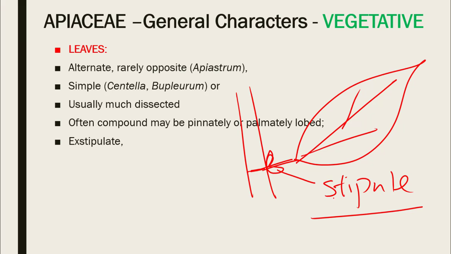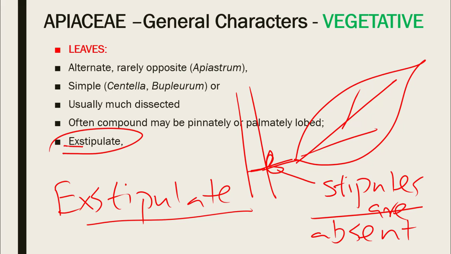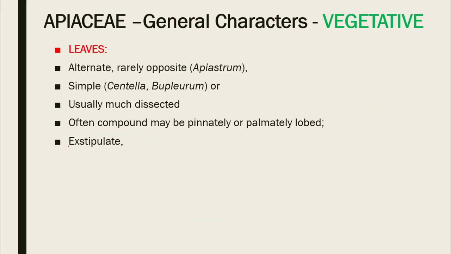and there are many different kinds of stipules. So when the stipule is present, the leaf is known as stipulate. So you can guess what the term exstipulate would mean. Stipulate when stipules are present, and exstipulate when the stipules are absent. So the leaves of the Apiaceae are without stipule. The stipules are not present in family Apiaceae. So simple term. And next is that the base of the leaf is usually a sheathing one.